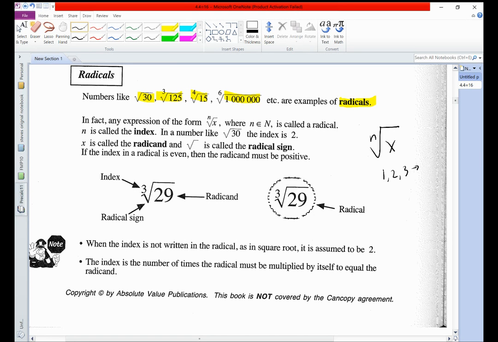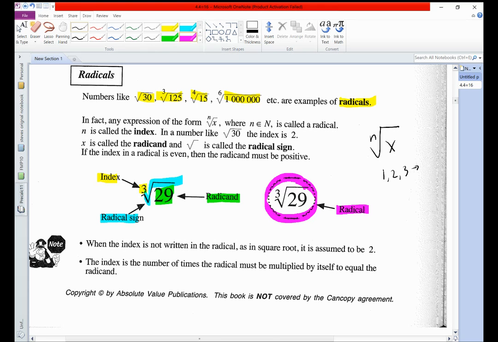So here we go, here's a good example right here. The index is the small number there. The radical sign is obviously that guy right there. And the number underneath is called the radicand. The entire thing is the radical. So each piece has a name, and then the entire thing is called a radical.